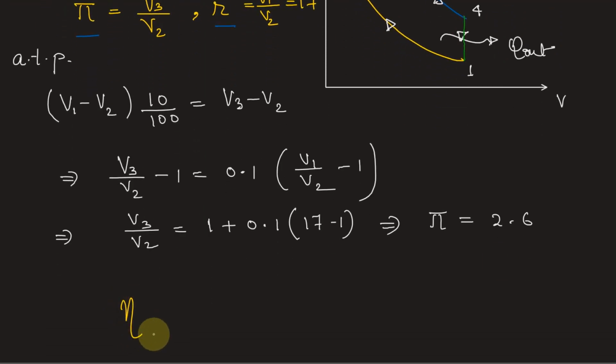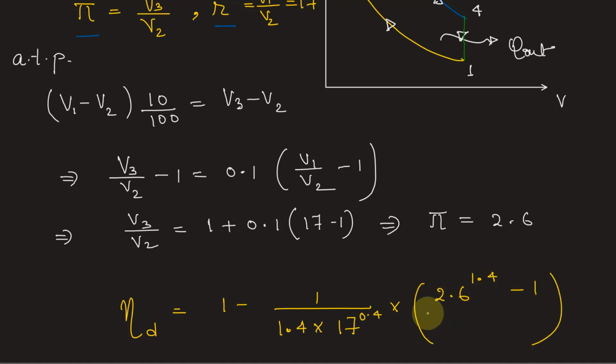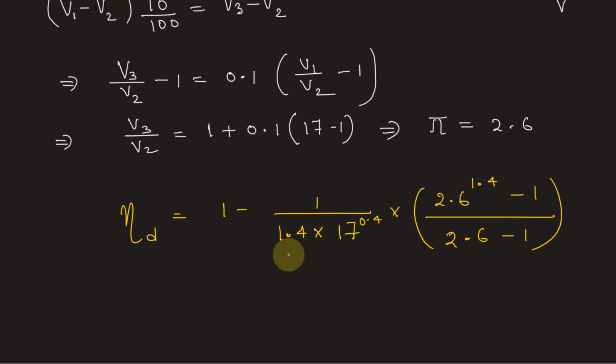Therefore, the air standard efficiency eta D of the diesel cycle will be 1 minus 1 upon gamma, which is 1.4, multiplied by the compression ratio, that is 17 to the power of 1.4 minus 1, that is 0.4, multiplied by the cutoff ratio, that is 2.6 to the power of gamma, which is 1.4, minus 1, divided by 2.6 minus 1. So from here, using a digital calculator, we can get the value 0.596, or in percentage, we can write the efficiency of the diesel cycle is 59.6%.